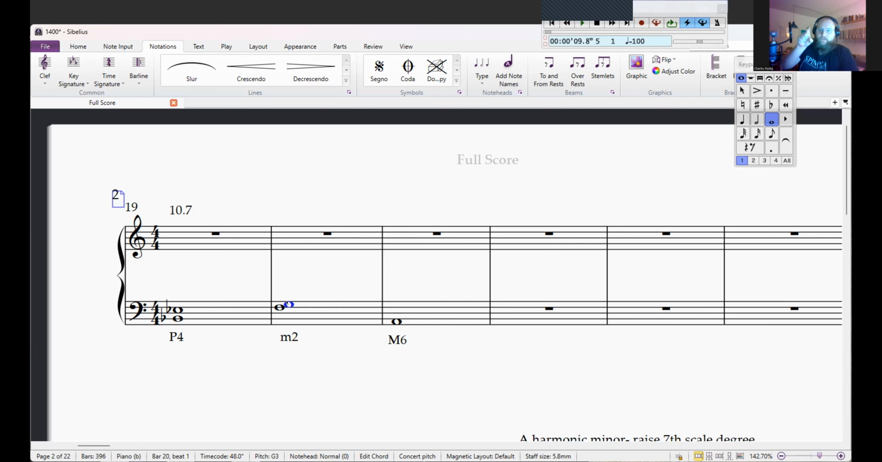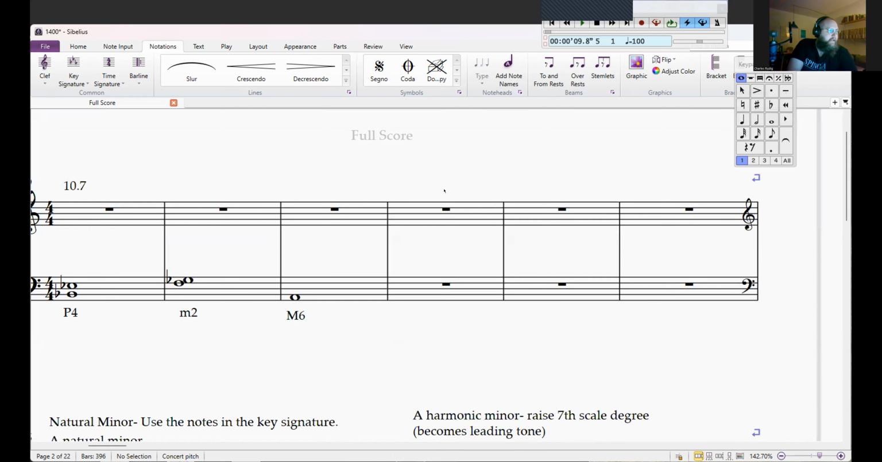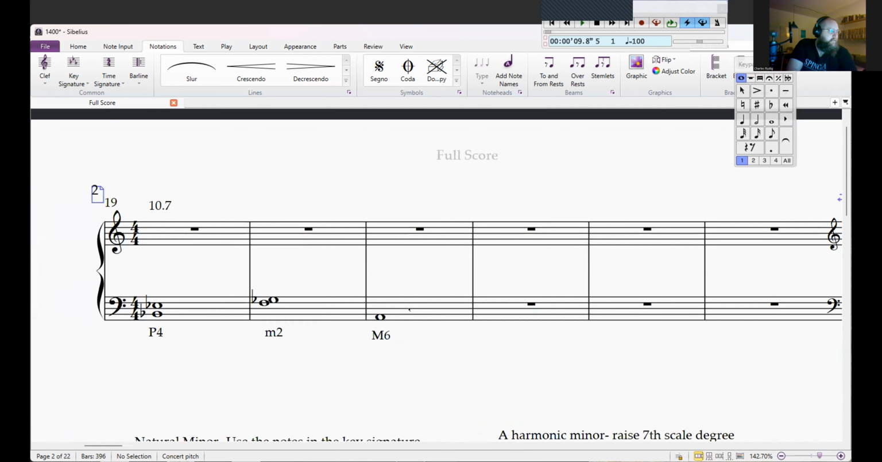How would I do that? I want to take that note and lower it so that the interval is a half step smaller. Put a flat. Okay, beautiful. Now we have a minor second. All right, that's what you're doing on your homework.